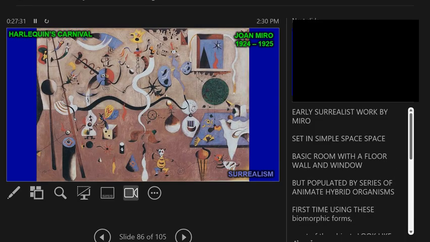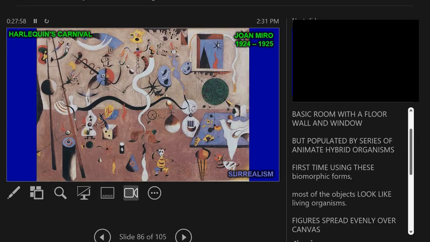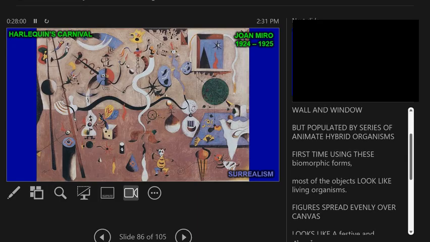Our main artist for this type of surrealism is Joan Miro, and this one is called Harlequin's Carnival. It's his earliest surreal work, and it's set in a real simple space. You have this very simple room with a floor, a wall. There's a window in the wall, and there's a table in the lower right hand corner. And it's populated with a series of animate hybrid organisms.